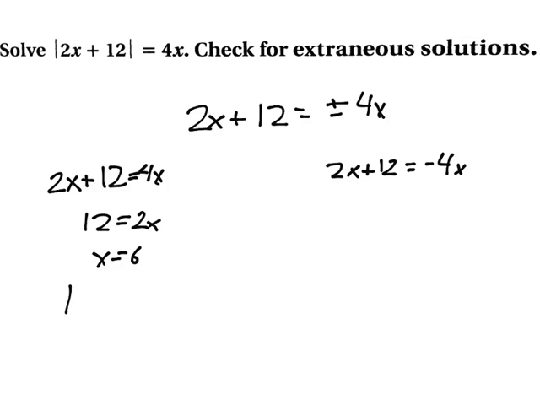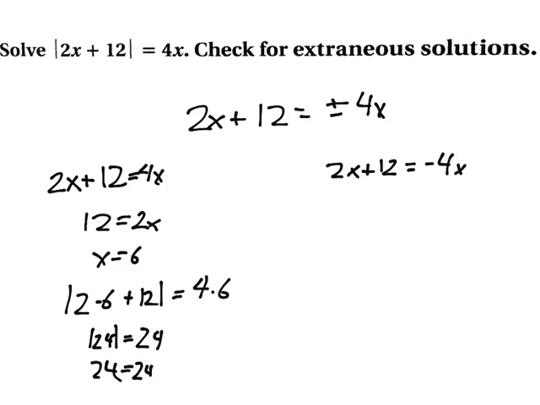Plug it back into the original. You get 2 times 6 plus 12 equals 4 times 6. End up with absolute value of 24 equals 24. 24 equals 24. That one checks out. Okay, for the other, minus 2x from both sides, I end up with 12 equals negative 6x. Then divide by negative 6 and I get x equals negative 2.